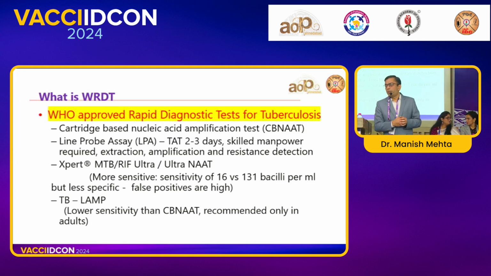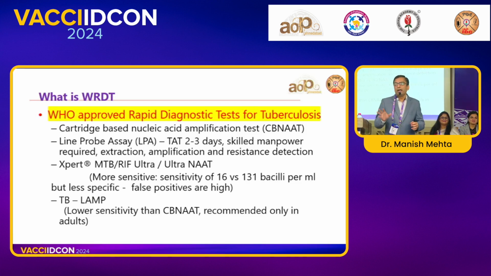Good thing is this Xpert MTB/RIF Ultra. This is a very sensitive test. Normally in CBNAAT, you can diagnose a case of tuberculosis if there are more than 131 bacilli per ml. But here it is 16 only. So it is highly sensitive. But the problem is, as it is highly sensitive, chances of false positives are there. Because non-viable bacilli can also be diagnosed in this. Even if a few non-viable bacilli are there, this test will come positive.